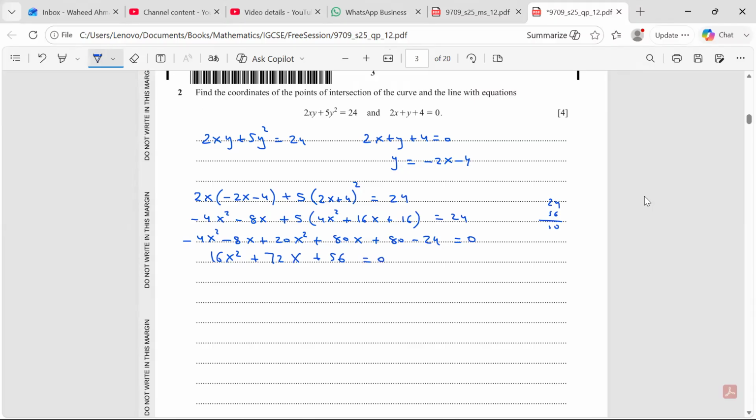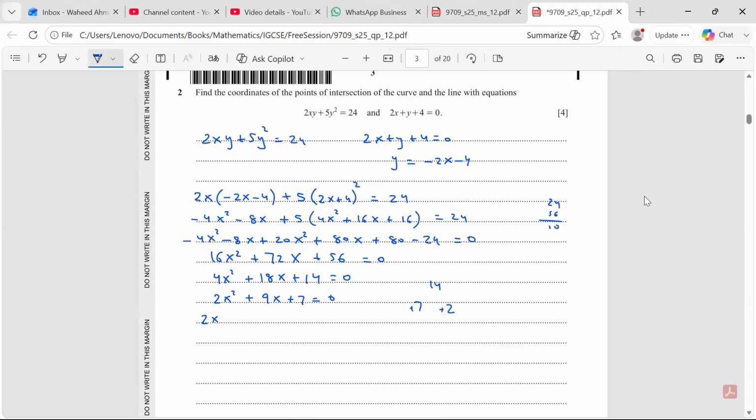Okay, so let's try to simplify it. If I divide everything by 4, it will become 4x squared plus 18x plus 14. Okay, you can further divide it by 2, so it's 2x squared plus 9x plus 7 equals 0. Okay, so we can factorize this. 7 times 2 is 14. So what two factors can we make? It is 7 and 2, and both are positive. So it will become 9.